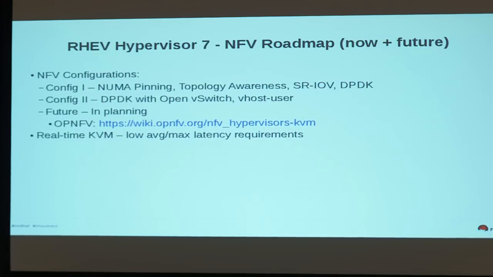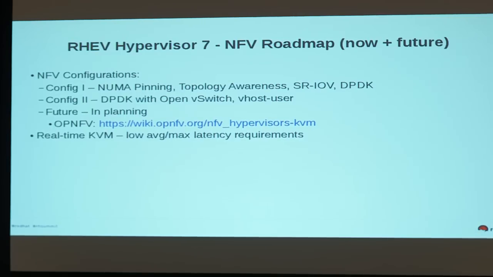So next I'll talk about our NFV roadmap. We're doing a lot for network functions virtualization because they've embraced OpenStack. So now here's where we're getting requirements from OpenStack to do some new things. There's two major configurations, the way I see it from my KVM perspective. The first configuration uses NUMA pinning, NUMA topology awareness, SR-IOV device assignment, and then DPDK running in the guest. The second configuration uses DPDK with Open vSwitch.